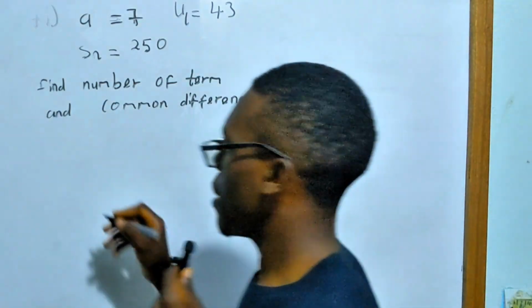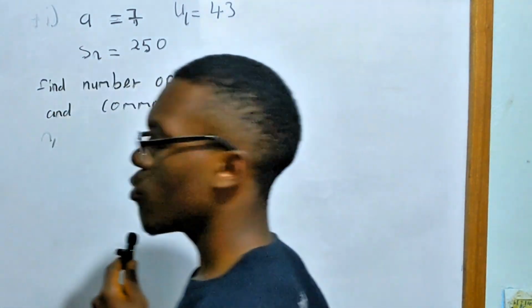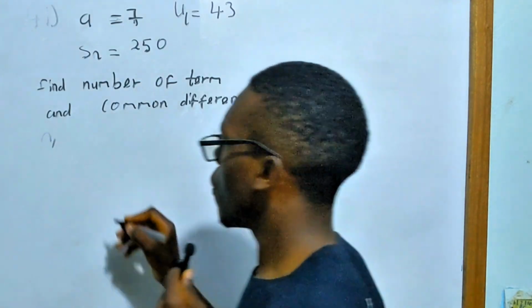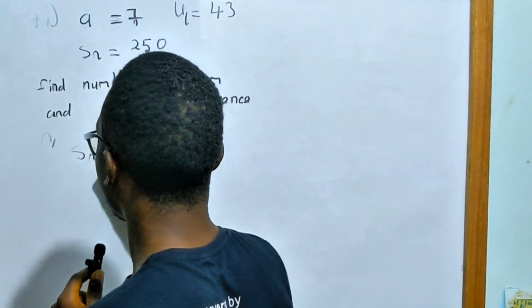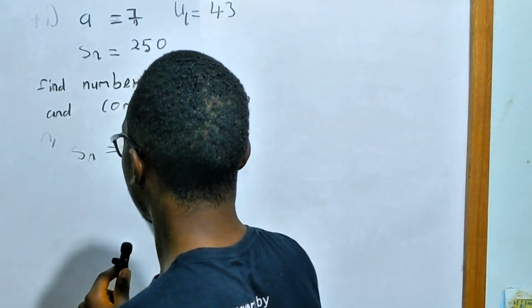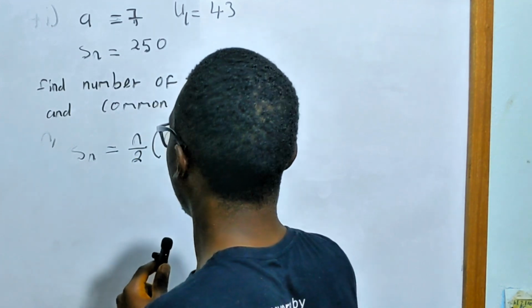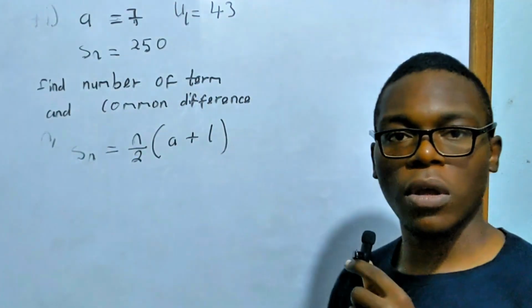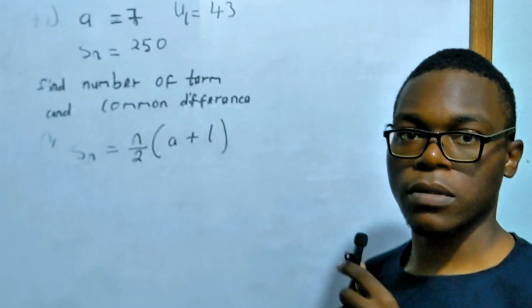To find the number of terms n, how can we find this? We know that the sum of n is equal to n over 2 times the first term plus the last term. Do you know this formula? And n being the number of terms.